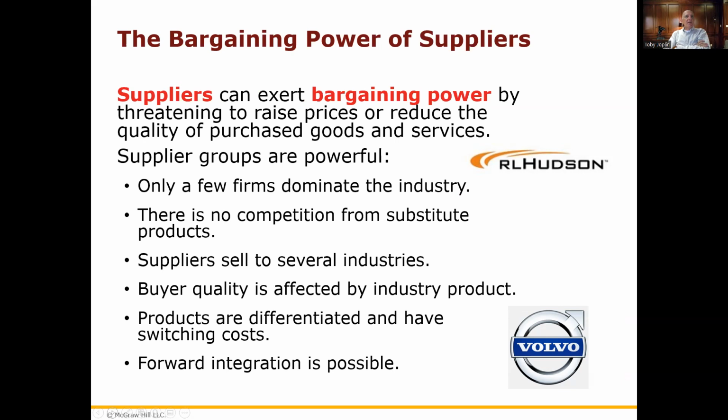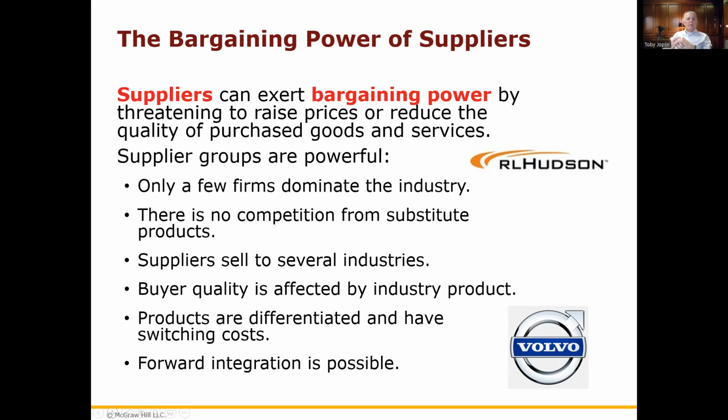So what affects the bargaining power, the power of suppliers? Supplier groups tend to have more power if there's only a few firms in the industry. If there's not much competition from substitute products, supplier groups have more power. If suppliers sell to several industries, they have more power. If as a customer, the quality of your product is significantly affected by the quality of the raw products you're buying, then suppliers have more power. If products are differentiated and have switching costs, suppliers have more power. Or if forward integration is possible, suppliers have more.